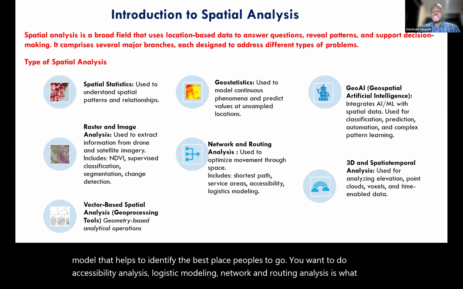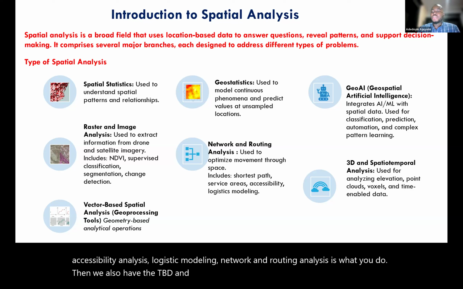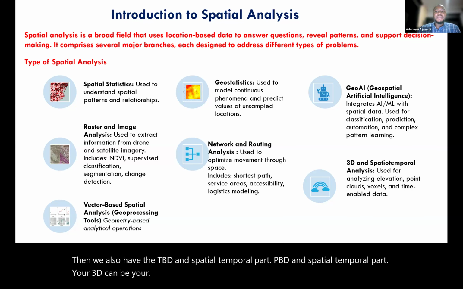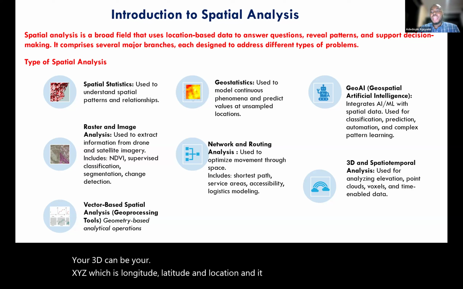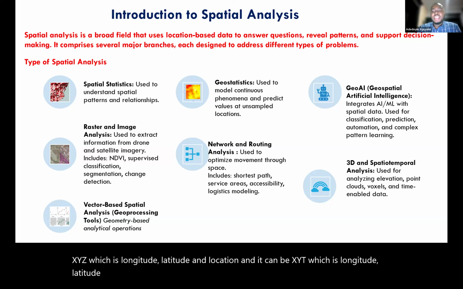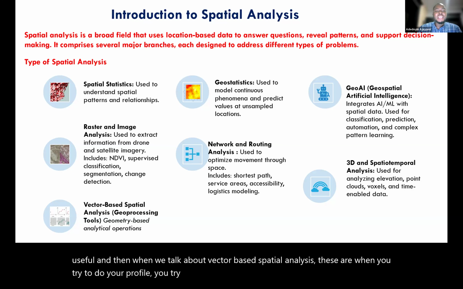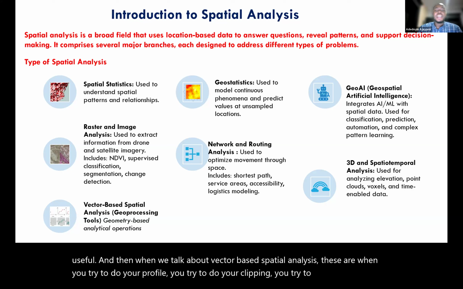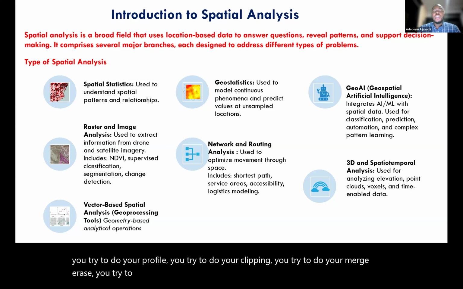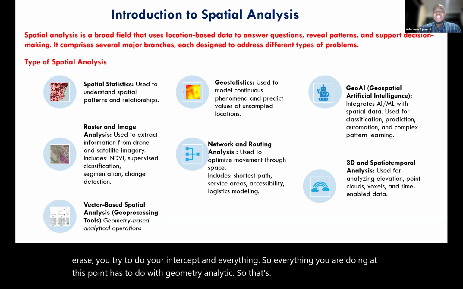Then we also have the 3D and spatiotemporal part. Your 3D can be XYZ, which is longitude, latitude, and elevation, and it can be XYT, which is longitude, latitude, and time. So you can do all this analysis. There are areas where these are very useful. And then when we talk about vector-based spatial analysis, this is when you try to do your buffer, your clipping, your merge, erase, intersect and everything. So everything we are doing at this point has to do with geometry analytics. So that's what vector-based spatial analysis means.